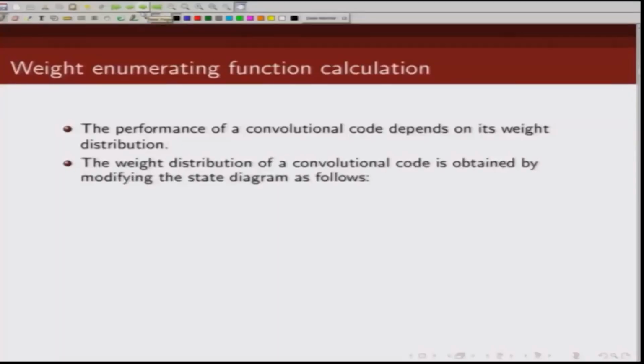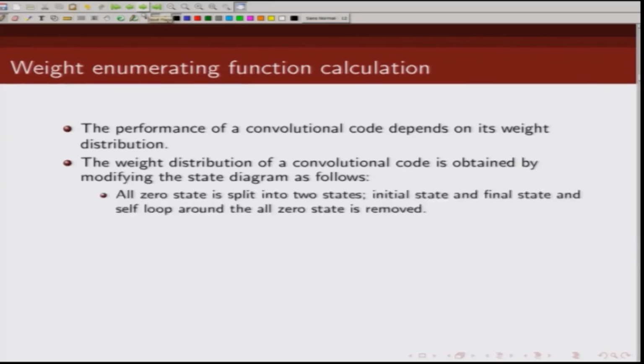So, in this, we are first going to modify the state diagram of a convolutional code. And how are we going to modify the state diagram? We are going to split the all 0 state into two states, one initial state and second final state, and we are going to remove the self loop around the all 0 state.